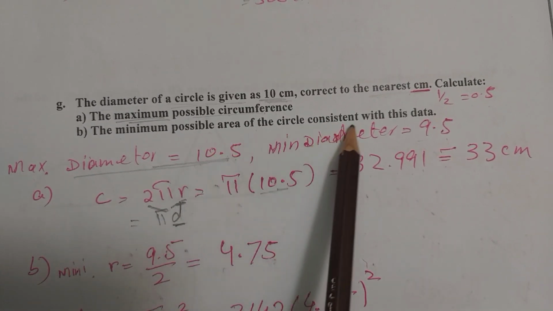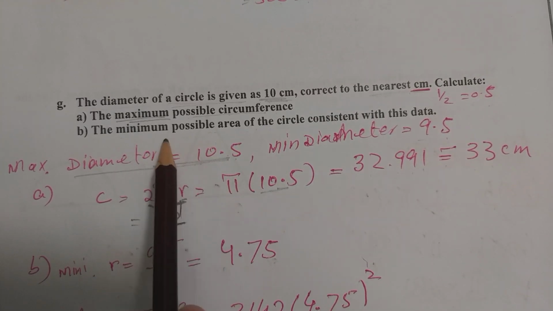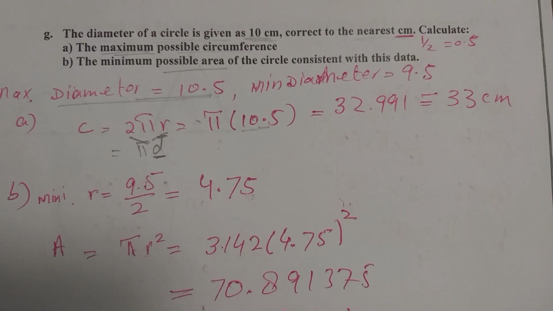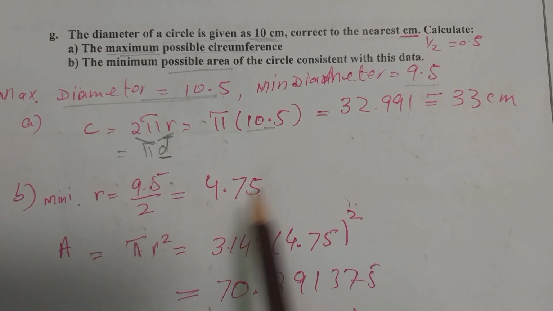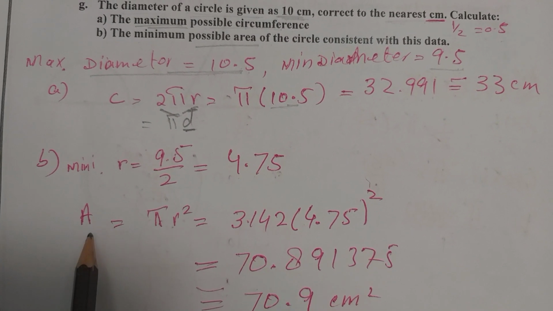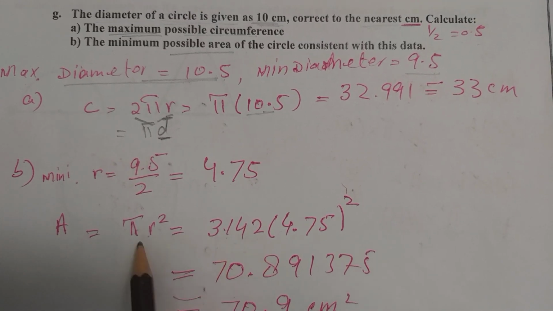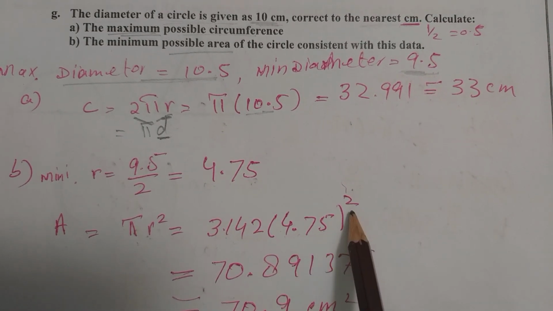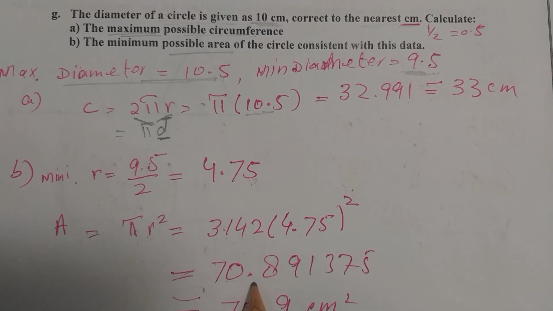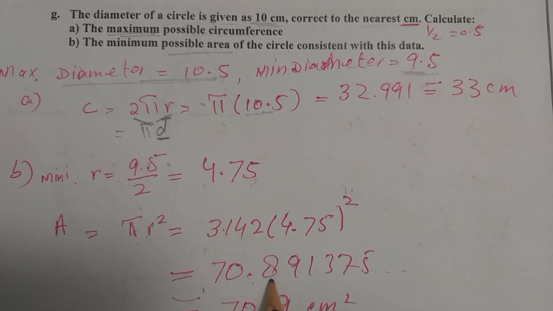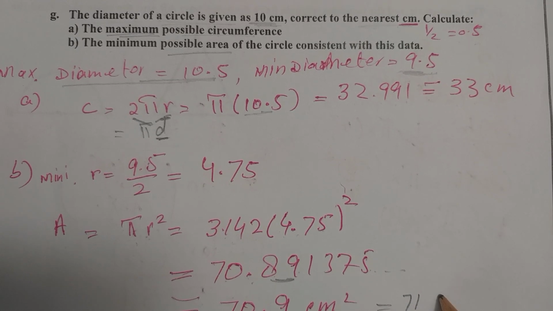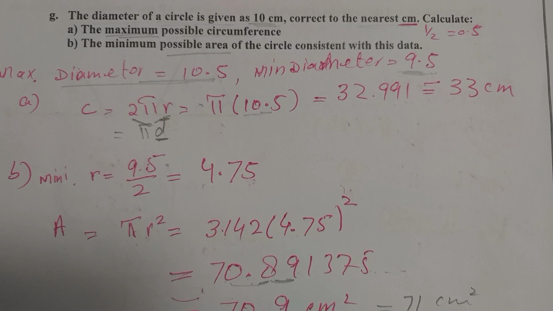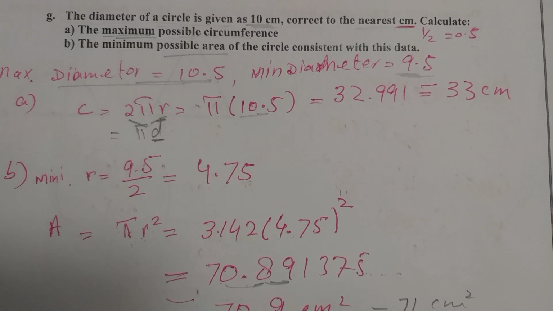Now we need to find the minimum possible area. For the area, we need the radius. So 9.5 for the minimum, divided by 2, is equal to 4.75. The area of the circle is pi r squared, so we take pi as 3.142 and r as 4.75, half of the minimum diameter. Take the square and simplify, and you'll find 70.891375 on the calculator. If you round it, it becomes 70.9 centimeters squared, or directly 71 centimeters squared for the minimum area.